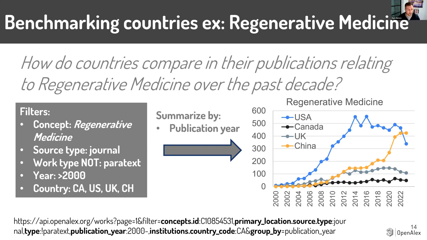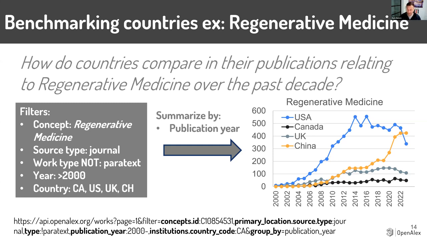Year greater than 2000, and then countries, I was interested in Canada, US, UK, and China. Summarized by publication year, exported, and this is another one that I quickly graphed in Excel. And you can see here that US has been a leader in this field for a very long time, and China in the last 5 years has really ramped up their research outputs in this field and now have overtaken the US. So this is the type of thing that you're able to start doing.